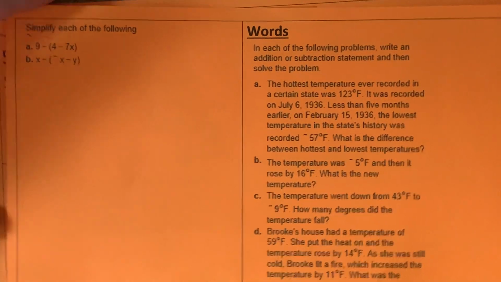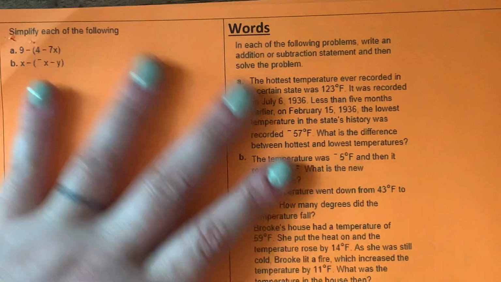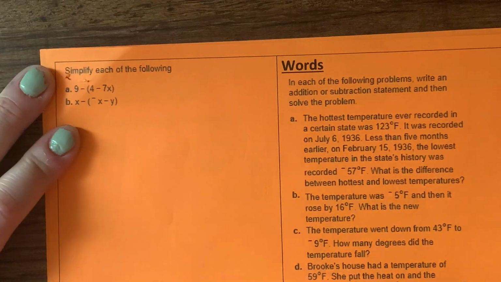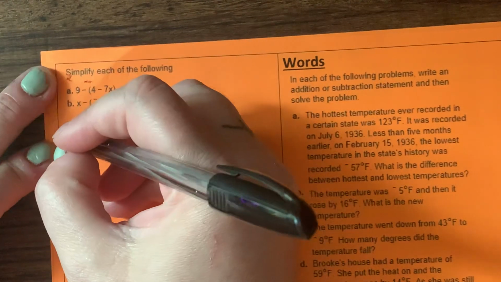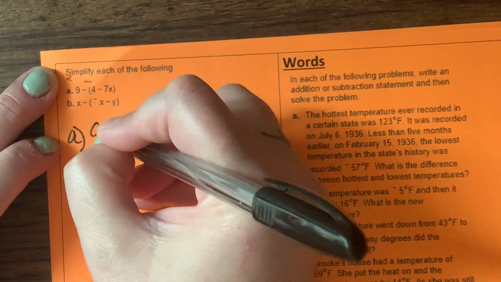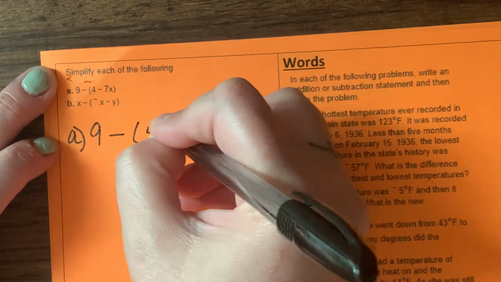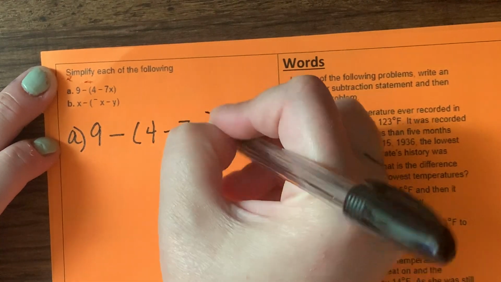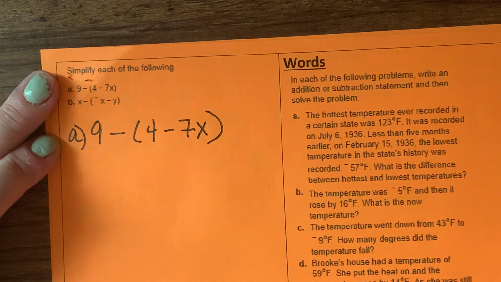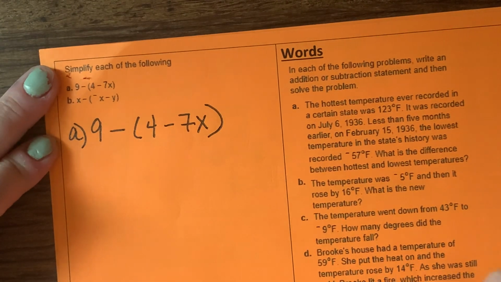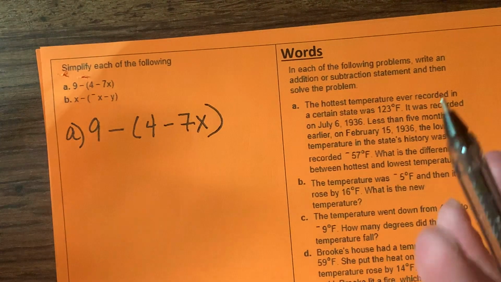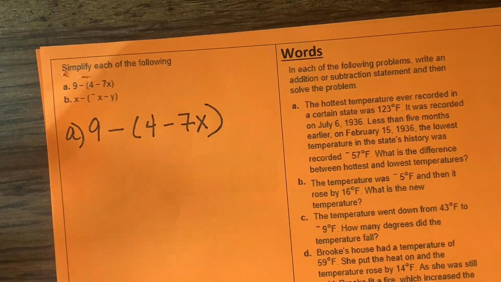Hey guys, we're still in 4.3. Let's work with some letters. This part A says simplify each of the following, and this is probably what an 8th grader would do. Okay, so first, if we have any double negatives beside each other, you change them to positives, but we don't.